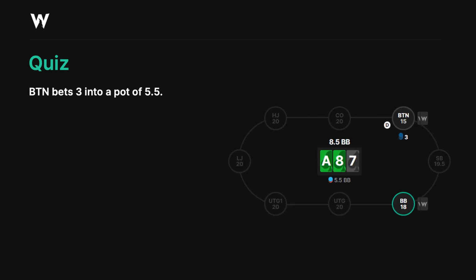This is a button versus big blind single raised pot. The button bets 3 chips into a pot of 5.5 chips. What are your pot odds? Take a moment to consider your answer.